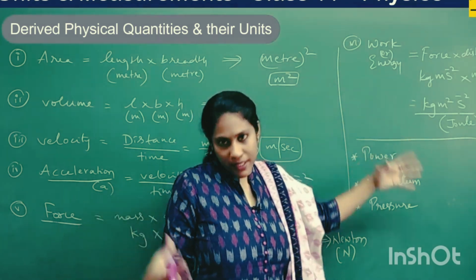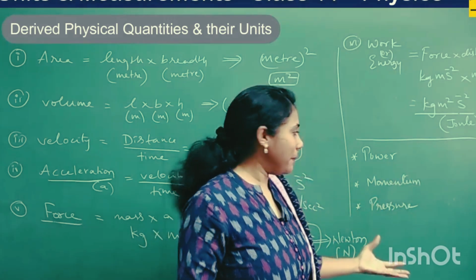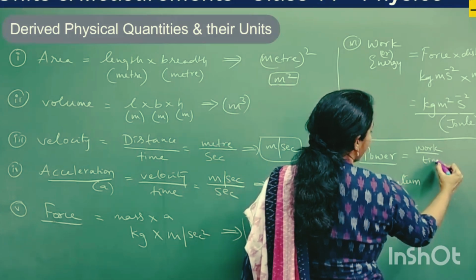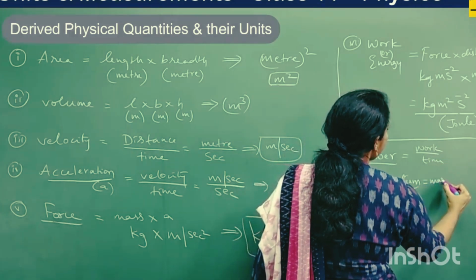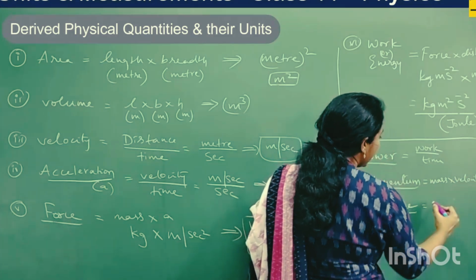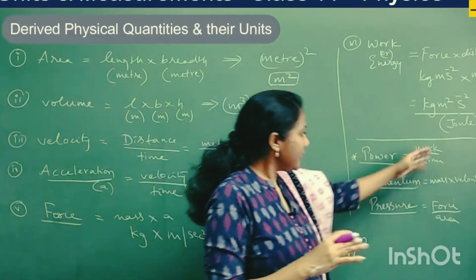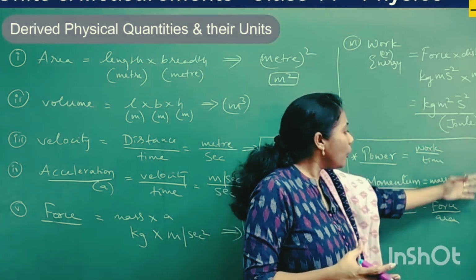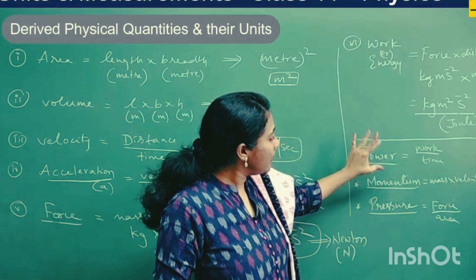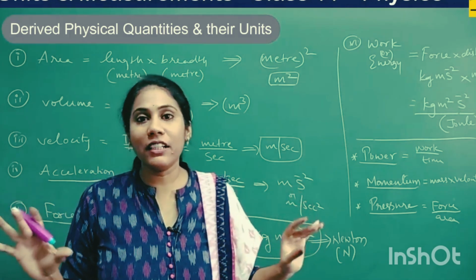There are numerous derived quantities, and for 3 more examples, you are going to write their units and post them in a comment. Say power. What do you mean by power? Power is nothing but work by time. What is momentum? Momentum is mass into velocity. And pressure is nothing but force by area. I gave you the formulas, and you can try writing their units. Don't forget to mention the units of power, momentum, and pressure in the comments. So this is all about derived physical quantities.